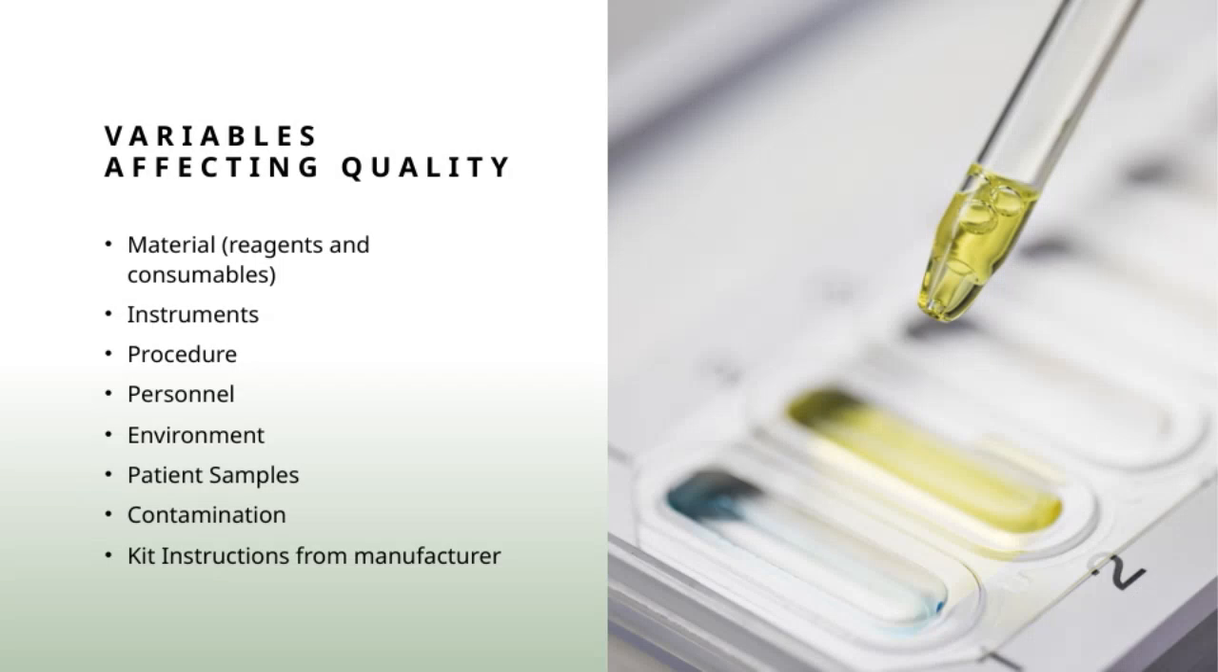Let's start by considering the materials we need, including all reagents and consumables, which are fundamental for ensuring consistency and reliability in our results. Next, we look at the instruments involved. Making sure they are properly calibrated and maintained is key to accurate outcomes. Moving on to the procedure itself, it's crucial to follow each step carefully to avoid errors and variability.